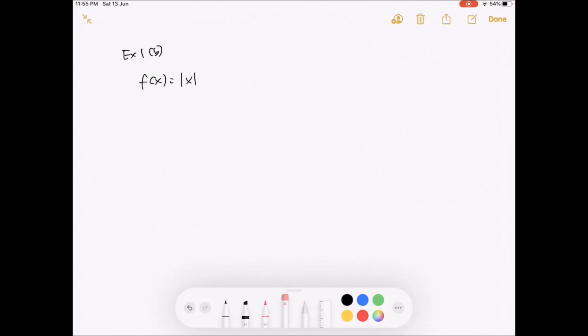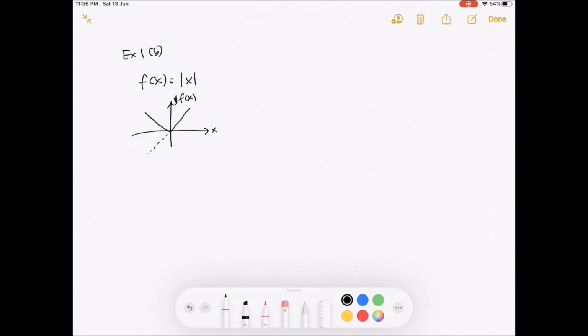Okay, let's look into the second example, which is 1b. We have here the absolute value function, f(x) equals the absolute value of x. Okay, so we know this function. If you sketch the function, you'll have this graph. It does not have a negative value. What you have is a positive value where the negative part is reflected to a positive y value. This is f(x).